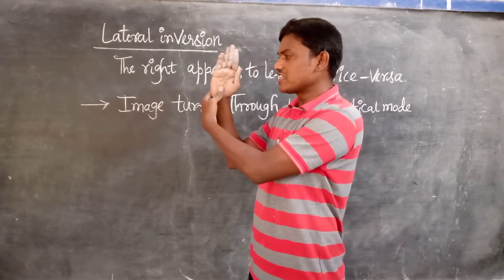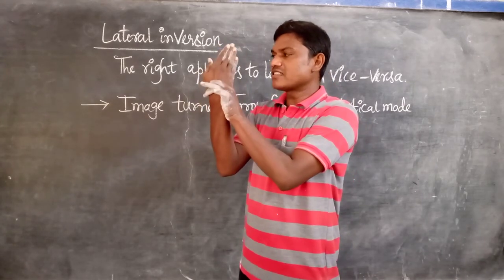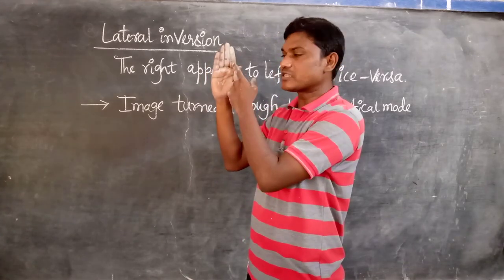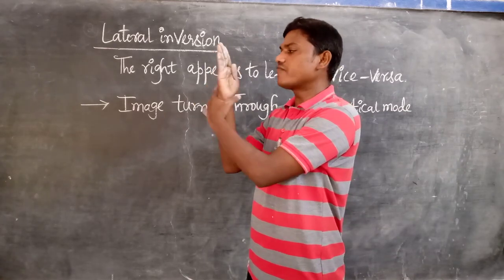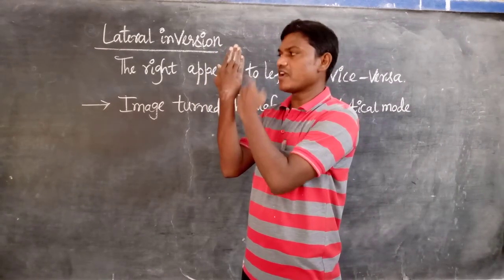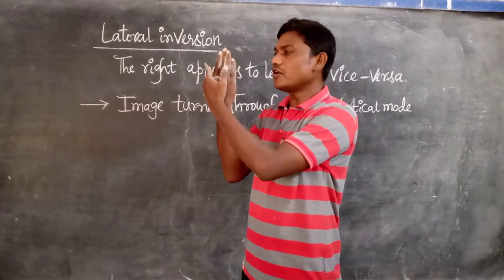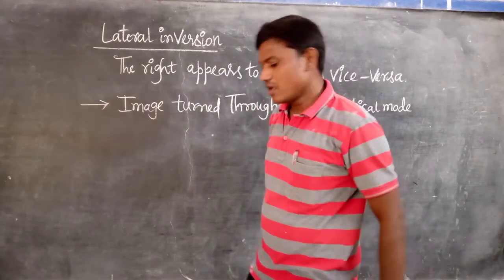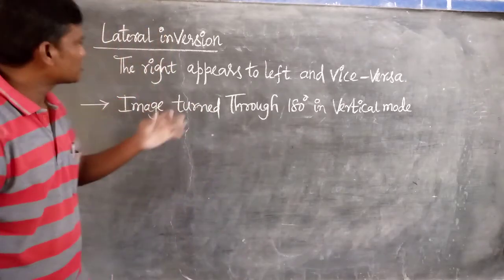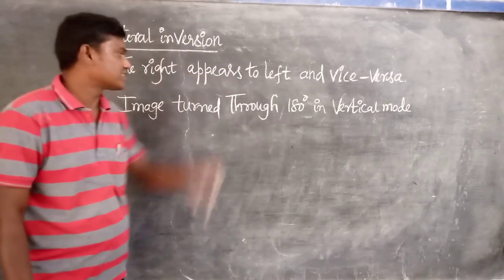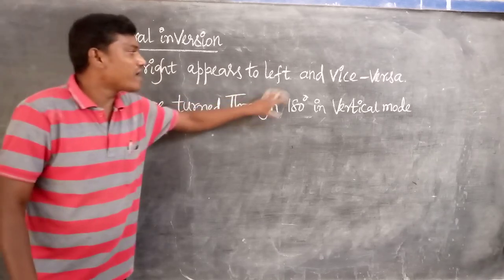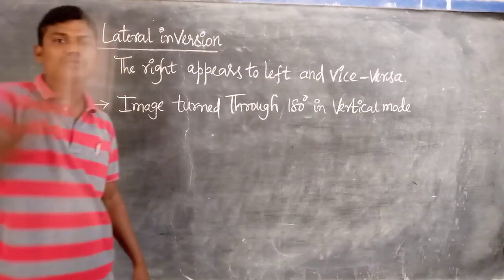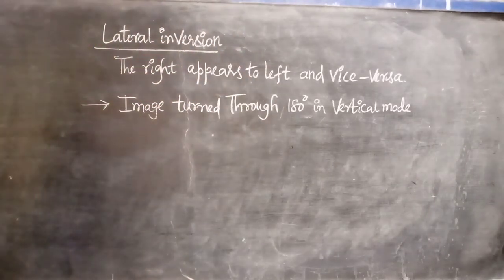It is the initial position. For the initial position, 90, 180. At 180, what will happen? Initially this side is the index finger, this side the small finger. Now after 180, this side is the small finger and the other side the index finger. So the index finger and the small finger both interchange positions. That's why we can say very clearly, lateral inversion is nothing but the right appears to left and vice versa. At that time the image will be turned through 180 degrees in vertical mode. Due to that reason our right appears to left, left appears to right. This is a brief idea about the lateral inversion.